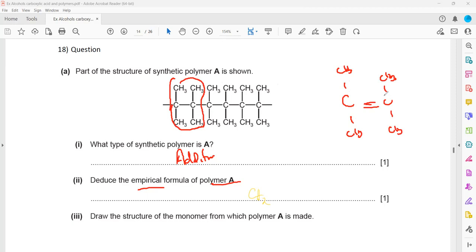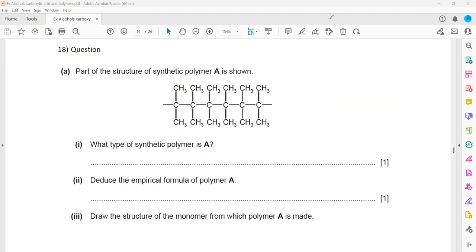The name of this compound is 2,4-dimethyl butene. Because we select the carbon chain, and then we have the second and third positions with a methyl group, and there is a butene. The simple way to identify the monomer is just take the first 2 carbons from the structure and put a double bond. That's it.